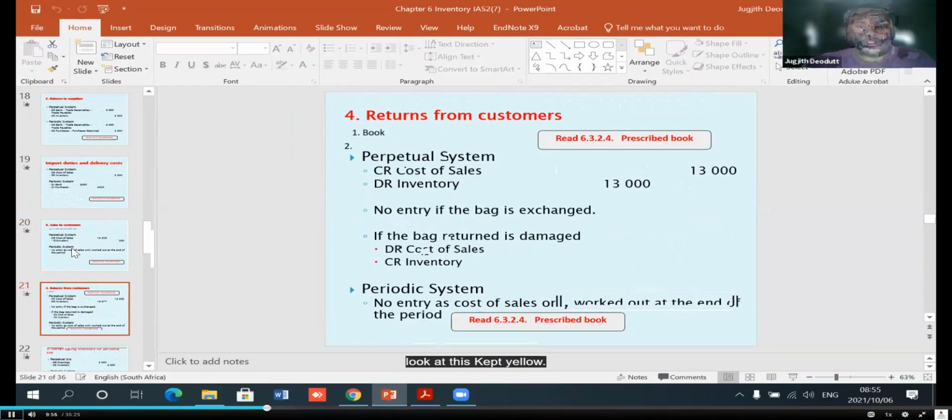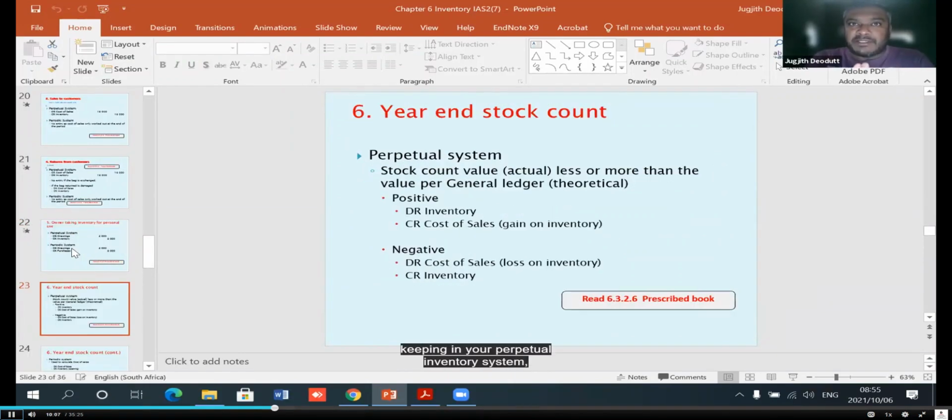Let's look at this year-end stock. Be less or more than the keeping in your perpetual inventory system, you're updating your accounting records as each transaction takes place. That means each time you purchase, your inventory levels get updated. Each time there's a sale, the inventory levels get updated. Okay, I'm just going to stop there.